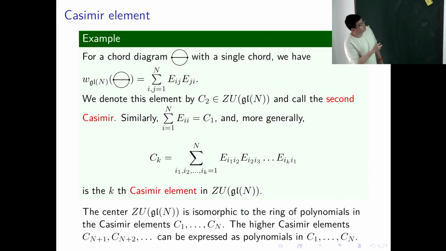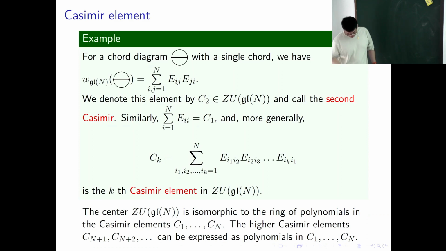We take the simplest chord diagram with one chord, and by definition, it is the summation of E_ij E_ji, and I call it the second Casimir element. And in this way, you can define a lot of different Casimirs. C1 is the summation of E_ii, and C_k is the summation of E_{i1 i2} E_{i2 i3} ... E_{ik i1}. So this is a Casimir element in the center of the universal enveloping algebra.